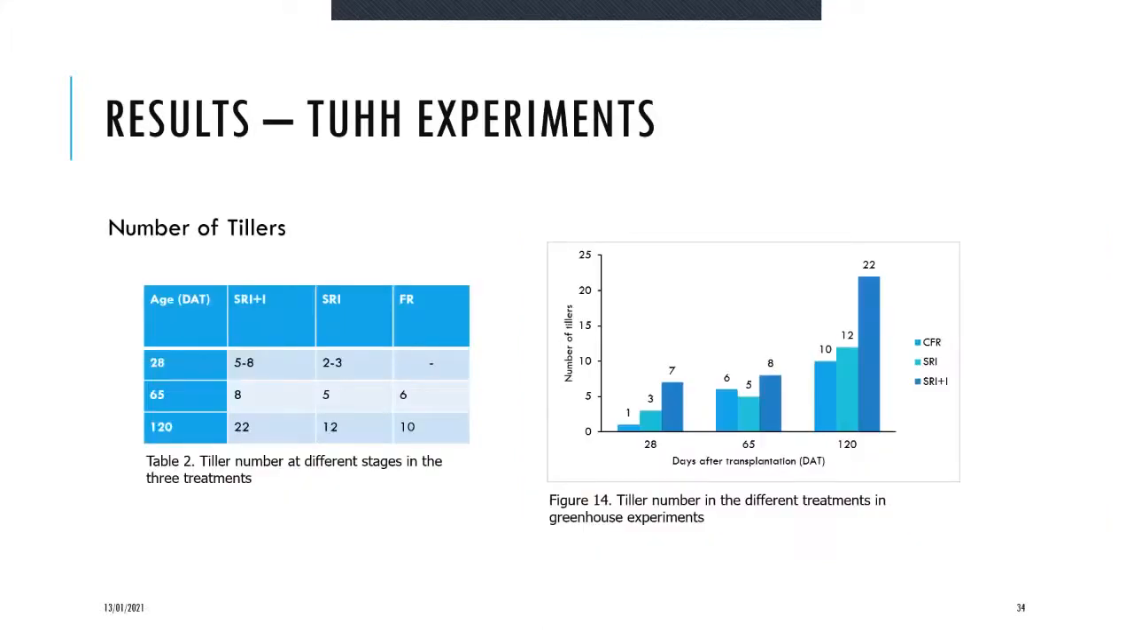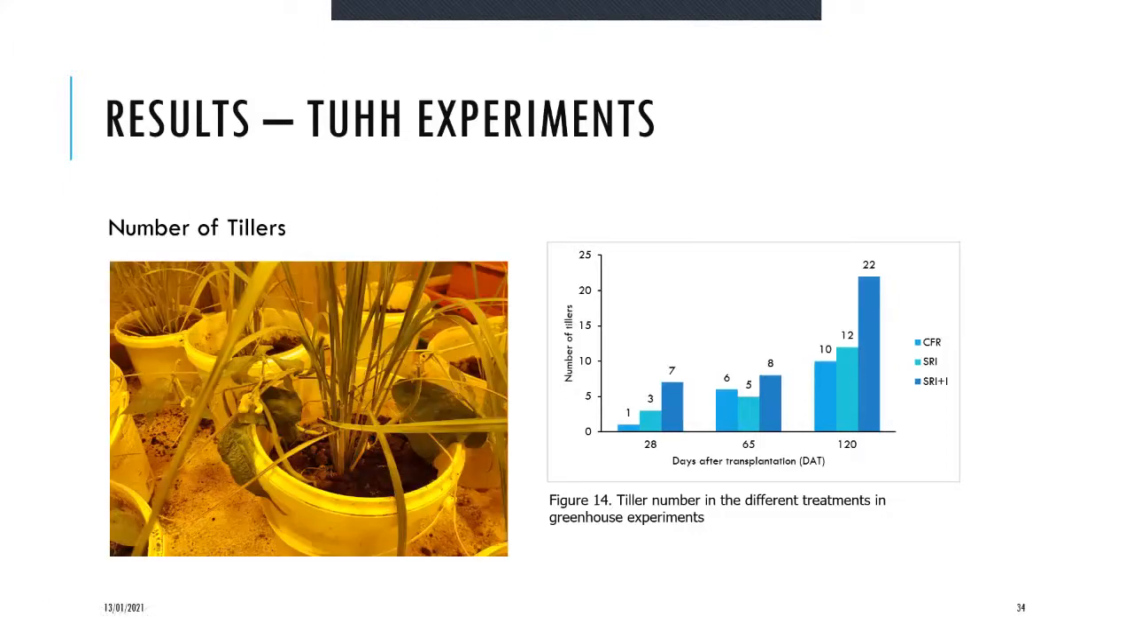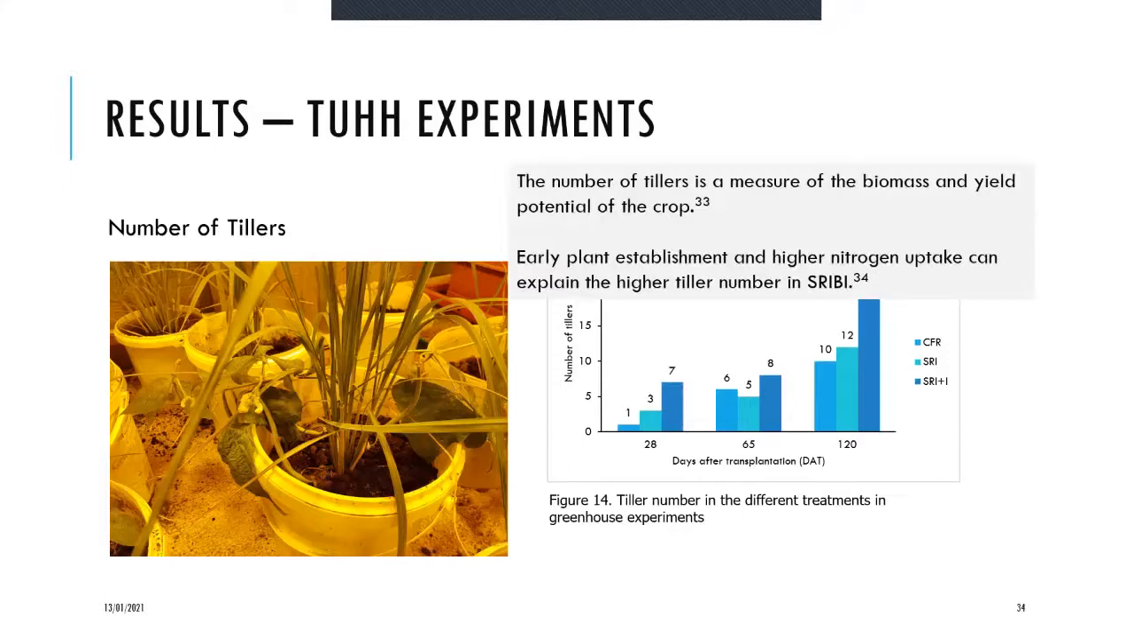We also measured the number of tillers in the experiments, and we can see in the flooded rice, the maximum number of tillers that was observed is 10, while in SRI intercropping, the maximum number of tillers was 22, so more than double. This is how it looked, beans and rice grown together. And the number of tillers is a measure of the biomass and the yield potential of the crop.